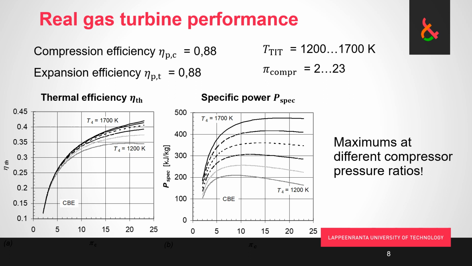but this is what we get with typical figures. But we also notice that as we increase turbine inlet temperature, both specific power and thermal efficiency go up basically indefinitely. So what that means is that the higher we can make the turbine inlet temperature, the better performance we get out of our gas turbine.